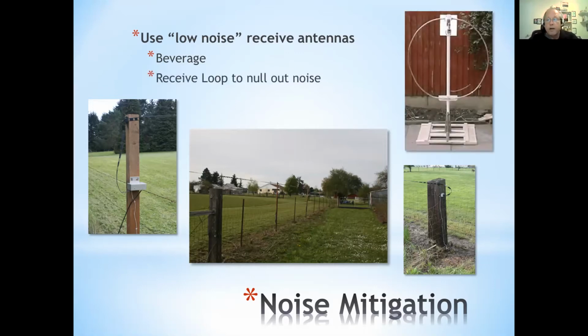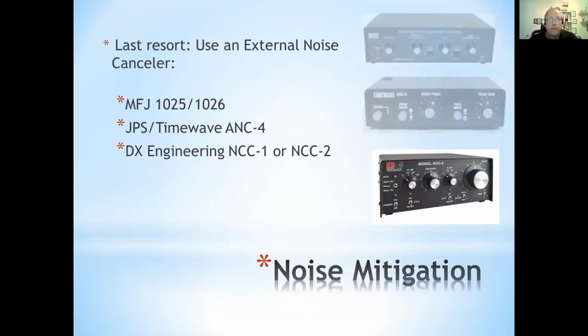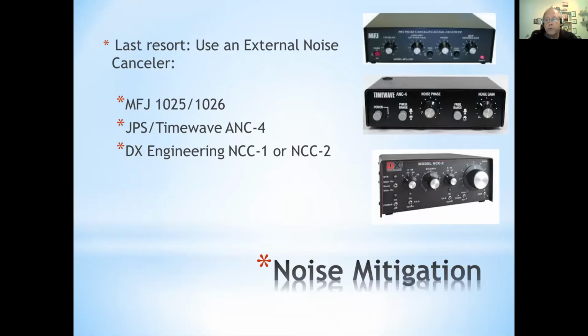You can also use loops, right? If you see a lot of these magnetic loops, you can use them to not only pick up the signal, but you can also use them to null out noise. So they're kind of multi-purpose. You can also use these external noise cancelers. We'll talk about this a little bit more. There's several people that make them. There's the MFJ 1026 that I just talked about, and we'll talk about this in more detail. What I particularly use and like the most is one made by Timewave. It's the ANC4. The reason I like it is it's got fewer knobs and buttons on the front, right? These things are kind of fiddly, and the fewer knobs and buttons you have, the easier they're going to be to use in my book.